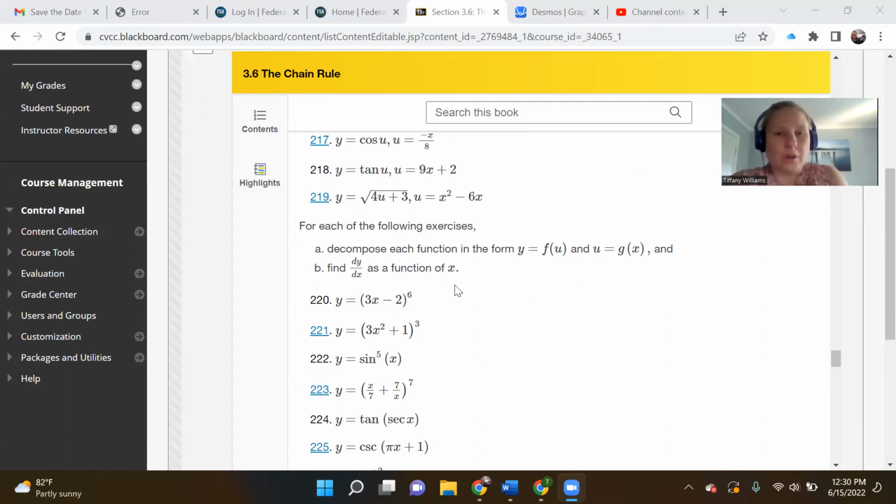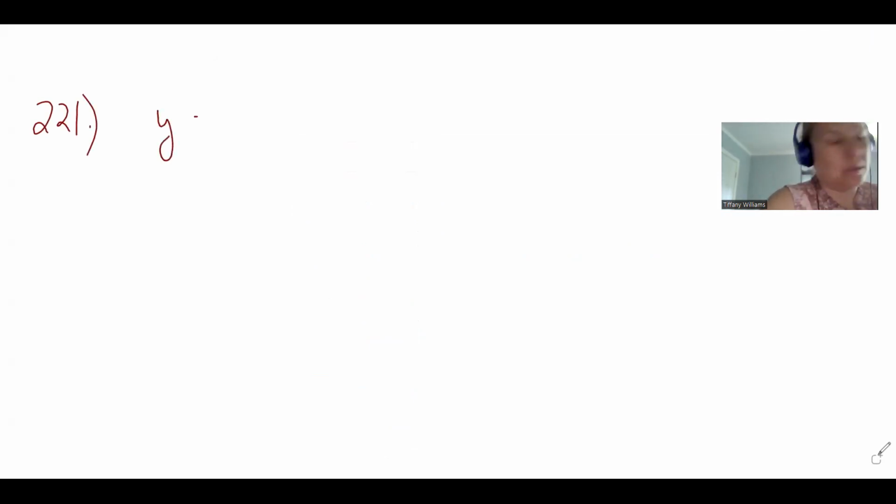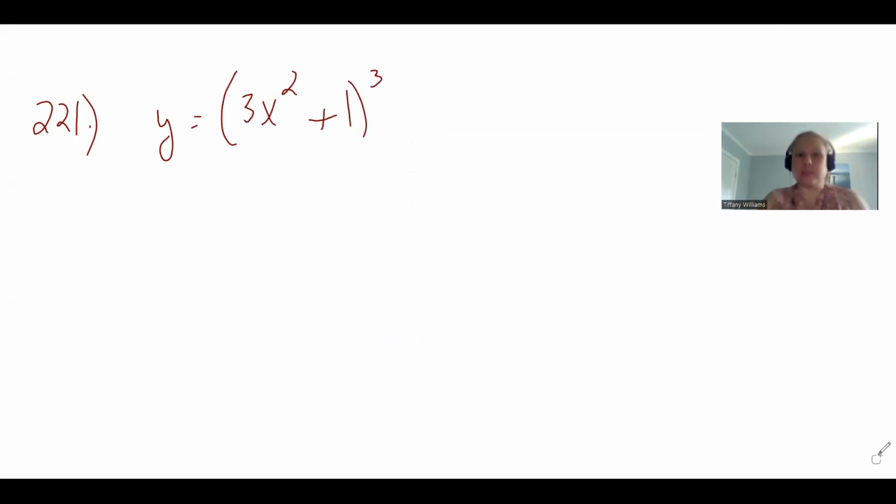So let's do 221. I'm going to bring up a whiteboard. So 221, they give me y equals 3x squared plus 1, and then that was cubed. Looking at this, I know I have a composition, right? We've got parentheses with a cube on the outside, and then some stuff on the inside. I've got a function inside a function. So that's how I'm going to split this up.